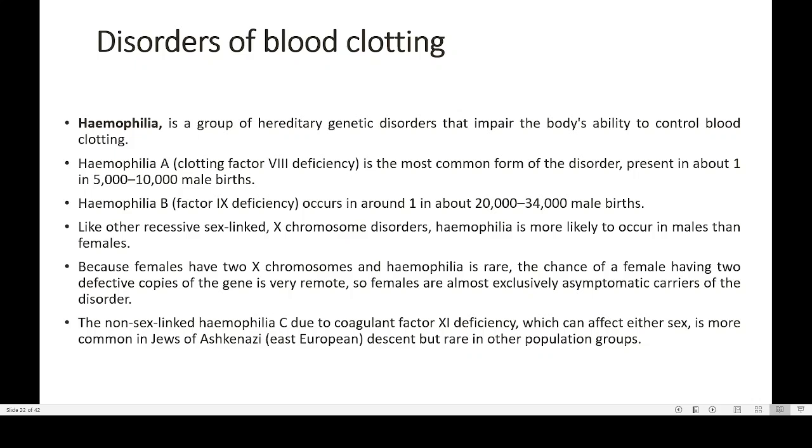Now the non-sex-linked hemophilia C is the third type of hemophilia, due to coagulant factor 11 deficiency, which can affect either sex. It is more common in people of Ashkenazi, Eastern European descent, but is very rare in other population groups. So here we are finding three categories of hemophilia: A due to deficiency of factor 8, B due to deficiency of factor 9, and C due to deficiency of factor 11. But that is one of the rarest forms of hemophilia.